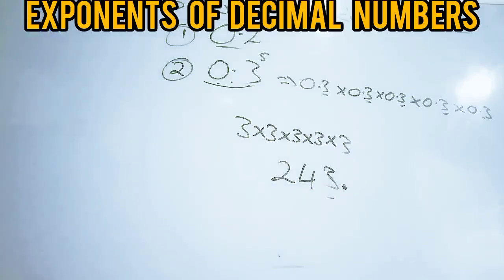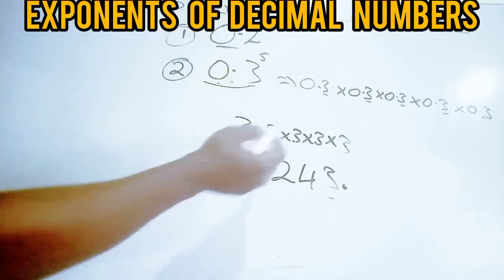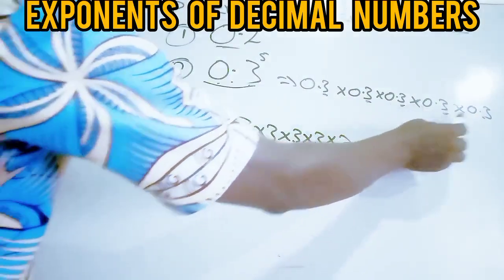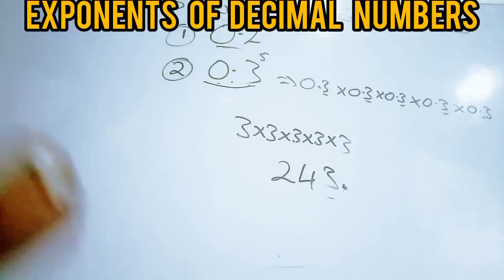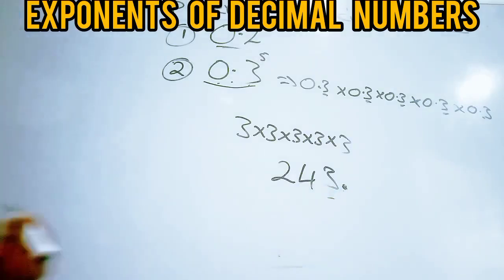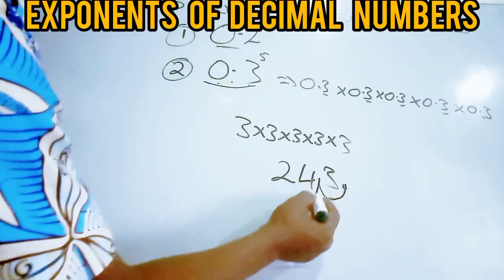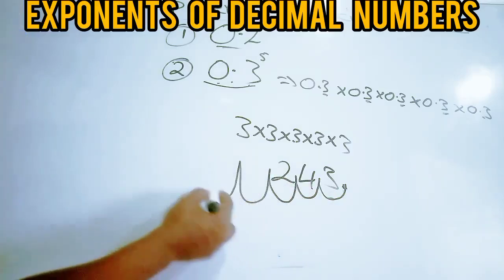It hasn't ended here. We now count the number of decimal places you have in the expanded form. So we have the first decimal place, second decimal place, third decimal place, fourth decimal place, and then the fifth decimal place. That means I am having 5 decimal places. So I am going to move my decimal point to the left hand side 5 times. So I have 1, 2, 3, 4, and 5.